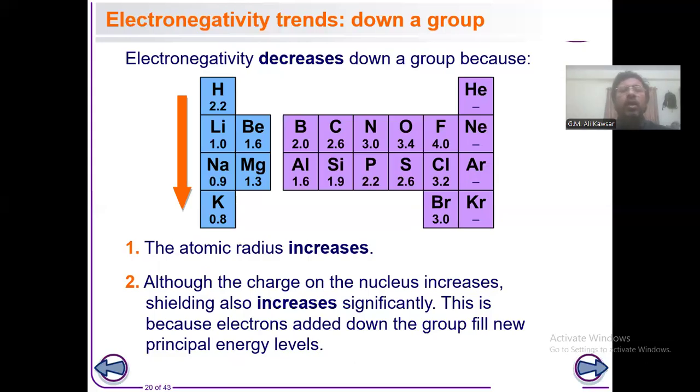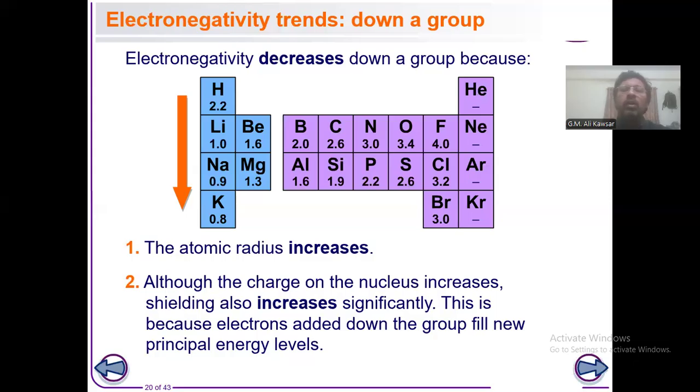As a result, the protons will be more shielded. So due to the more shielding effect, electronegativity will decrease. And here you may raise a question: the nuclear charge increases, so why does the electronegativity decrease? Although the nuclear charge increases, it cannot act due to the more shielding effect.